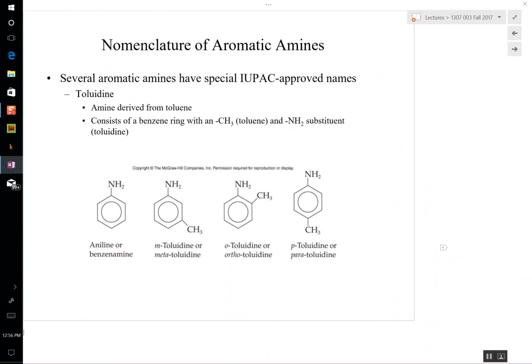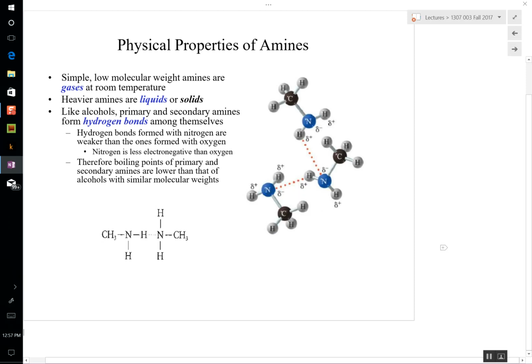All right, aniline or benzamine, but 99% of the time that is going to be called aniline. You don't need to memorize that molecule, but there's toluidine. The cross between toluene and aniline is toluidine. There are some other common names out there, but that's not that common.